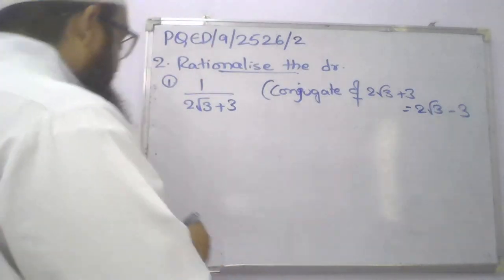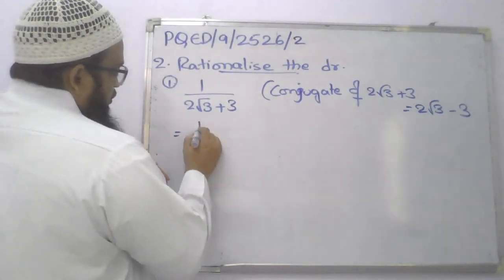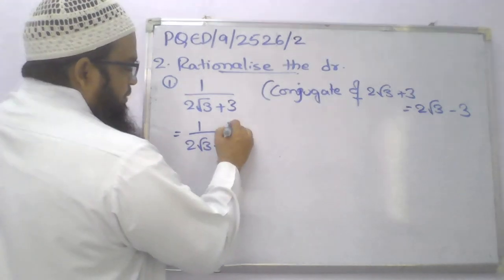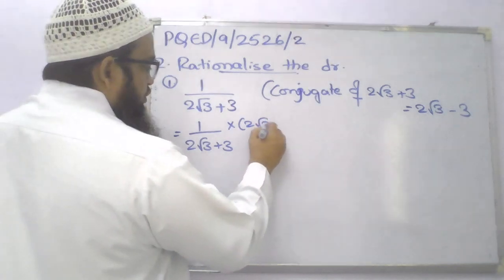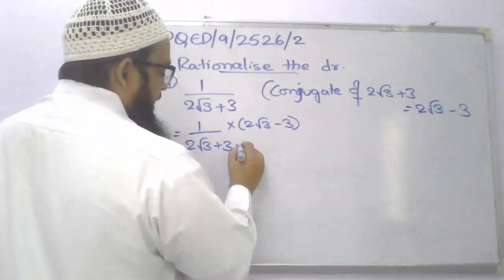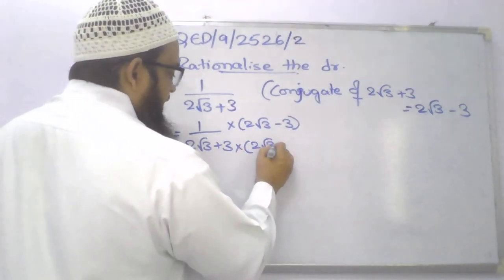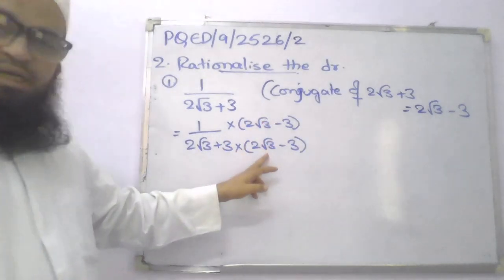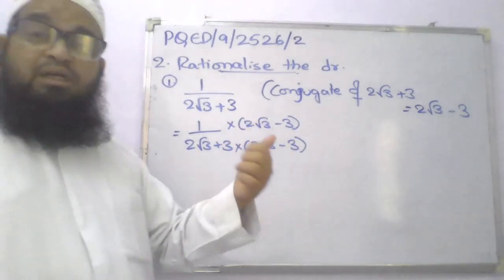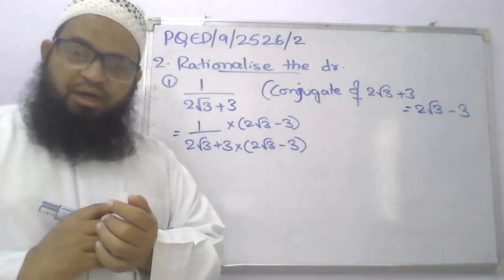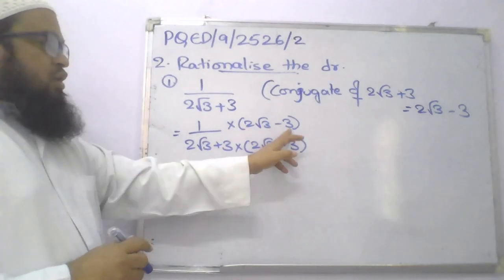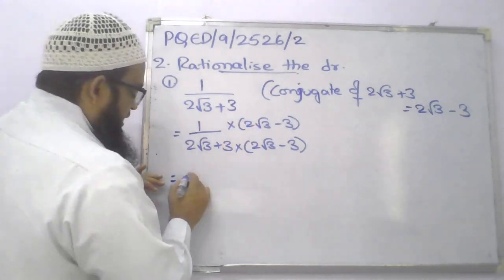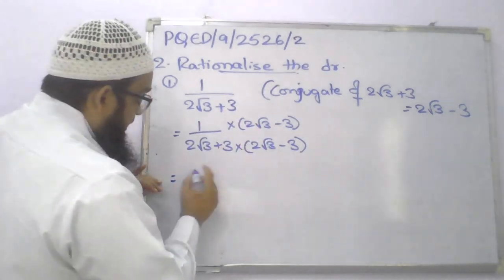So let us multiply with its conjugate. That is equal to 1 by 2 root 3 plus 3, and in the numerator multiply with the conjugate 2 root 3 minus 3, and in the denominator also 2 root 3 minus 3. See, why do we have to multiply numerator as well as denominator? So that the value doesn't change. Equivalent fractions, right? And since there are two terms, keep them in brackets. Now, 1 multiplied by anything is the same.